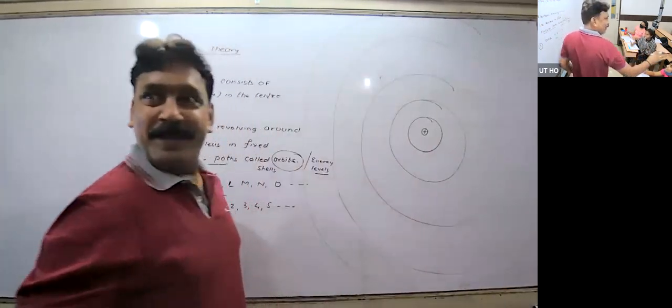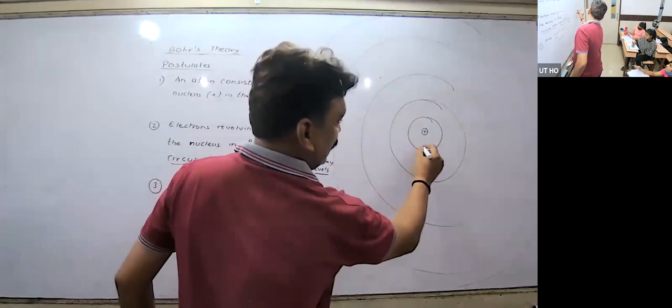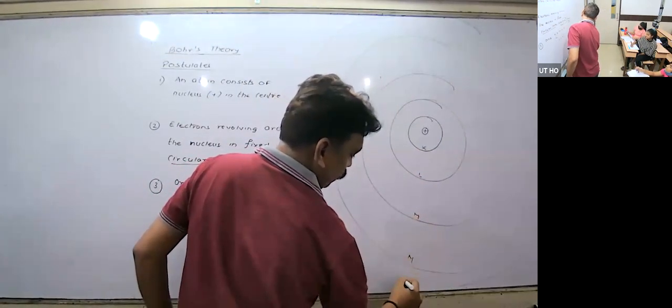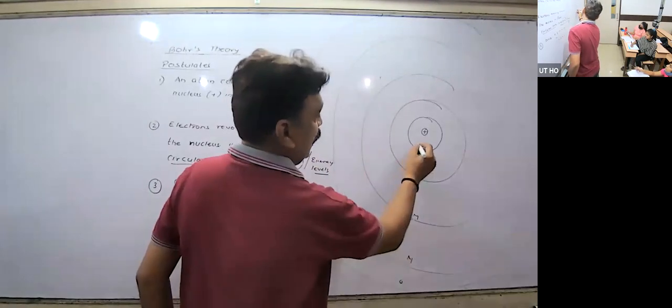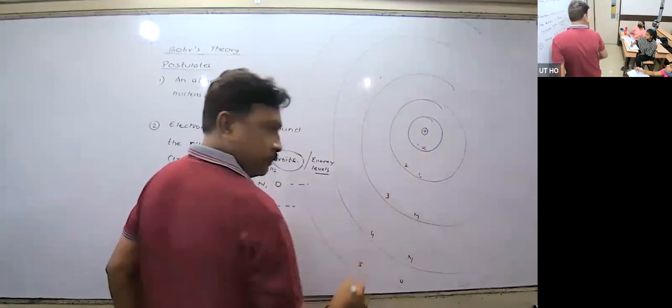So, this is an infinite number of shells. And we start from the nucleus. इसको K designate करेंगे. L, M, N, O, and P. Or we can start from the nucleus: 1, 2, 3, 4, 5.